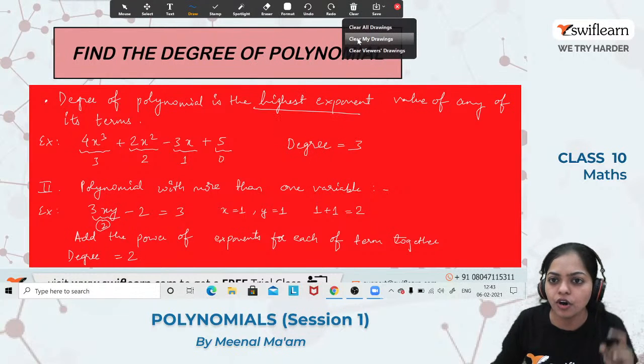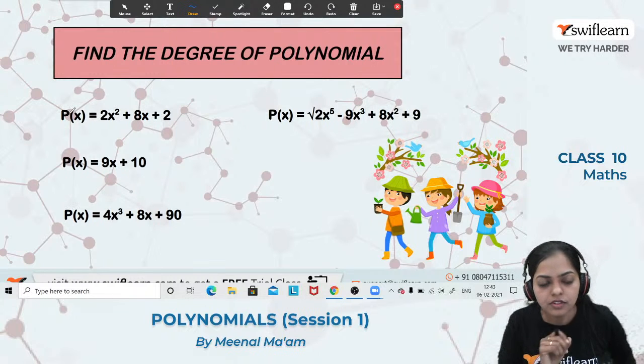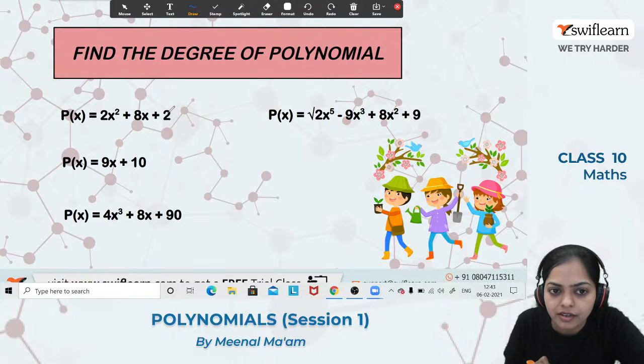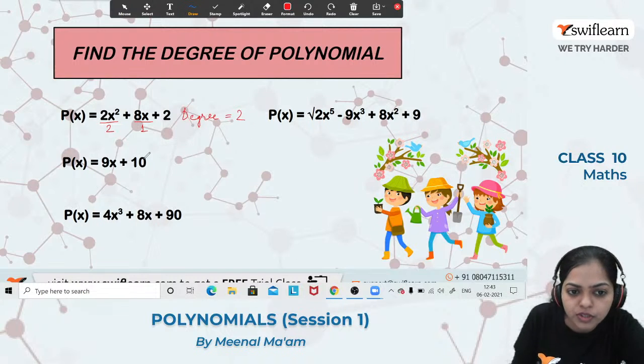Okay, so let's move to some examples and solve them together. Here, this is a polynomial in one variable. We have to find the degree. Find out the degree of each term first. The first term power is 2, the second term power is 1, and here the power is 0. So what is the degree? The degree is the highest power of the exponent among its terms. So the degree is 2.